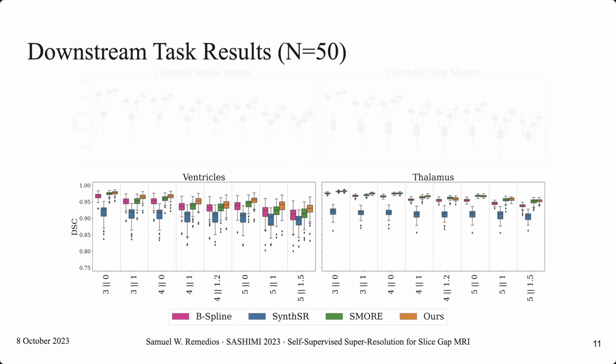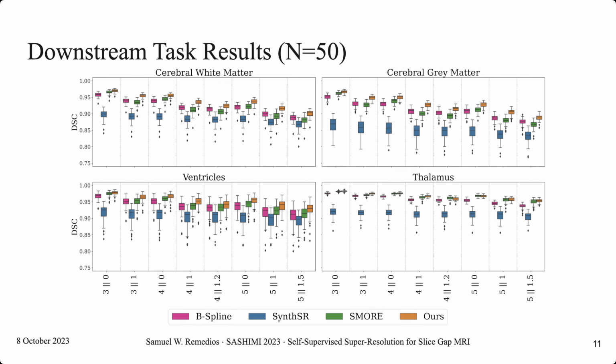Now over here are the thalamus results. It's much closer here between our method and SMORE, and in some places we do not perform better than SMORE, like at 4 skip 1.2. You can see where the box plots are centered. Briefly, I'll reveal these other two, the cerebral white matter and cerebral gray matter. At a glance, we can see that our method outperforms the others at each resolution, and these plots can be inspected in further detail in the paper or in the poster.